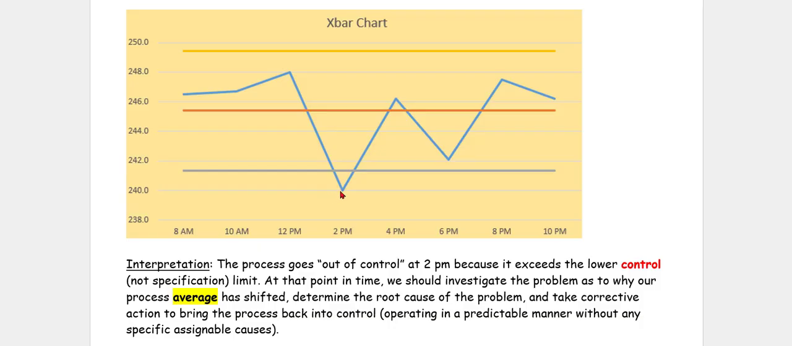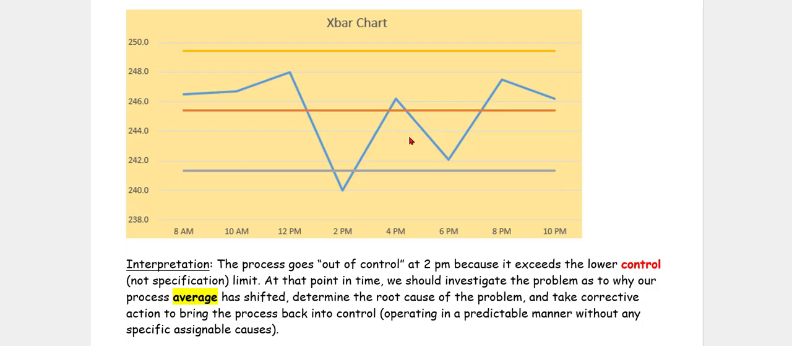So you do something about it, hopefully, and you make an adjustment, whatever, and the next reading is okay, okay, okay. In summary, the process goes out of control at 2 p.m. because it exceeds the lower control limit, not the specification limit. The specification limits do not typically go on charts, and definitely not on X bar and R charts. At this point in time, we should investigate right here the problem as to why our process average has shifted, because we're looking at the X bar chart.